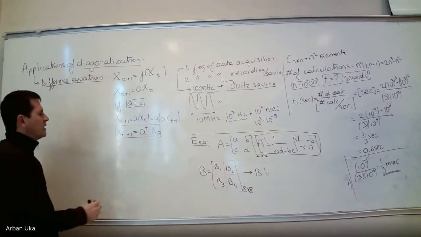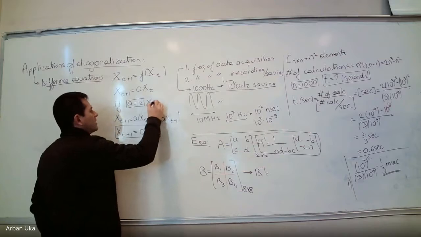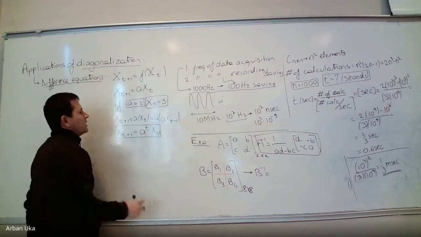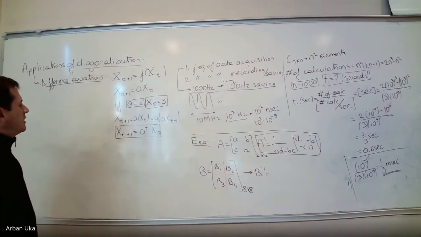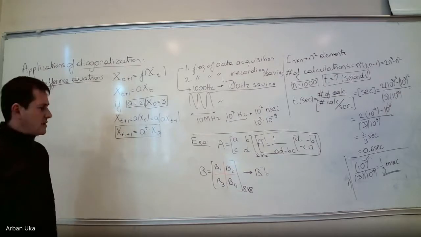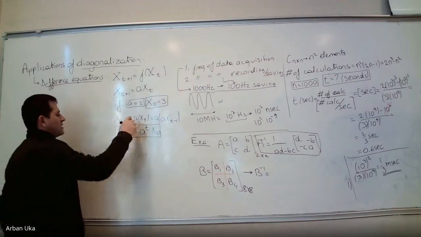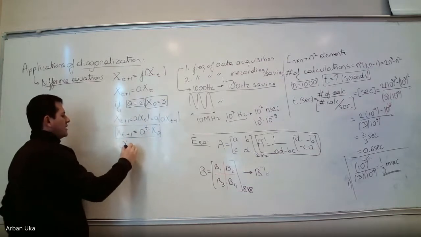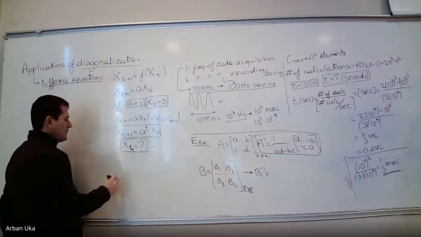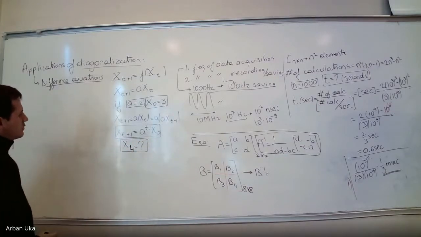And let's assume that initially we are starting the system with 3 bacteria. Let's assume that x_0 is equal to 3. And then the question is, how many bacteria are we going to have after 4 days? Okay, so given these initial conditions, we can say x_4 is equal to what? This is the question.